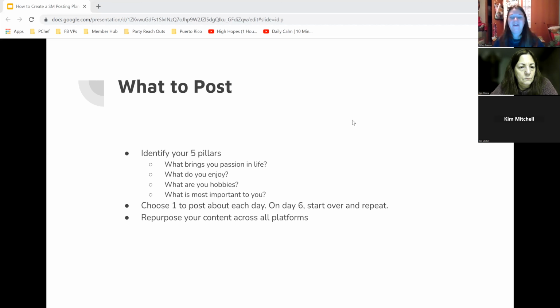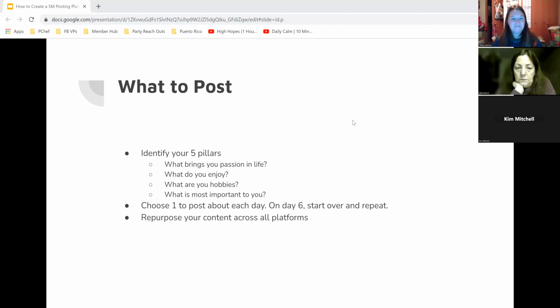So to help you decide on what you're going to post, you are going to create your 5 pillars. What this means is you are going to come up with 5 things that you are passionate about. Now, this can be anything. Don't limit it to just your business, but think big picture. 5 things that are most important to you that you are passionate about in your life. Now, hopefully your business is one of those, and that's why you're here. So then it's a matter of thinking, what are the other 4?